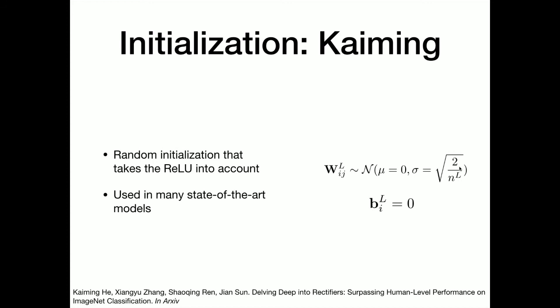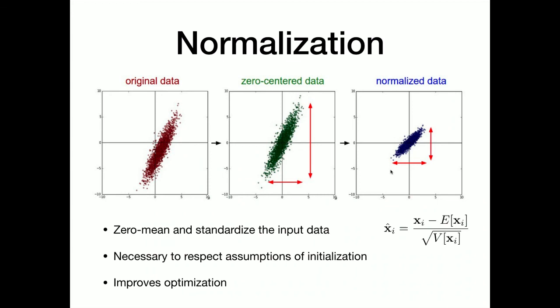Normalization was talked about earlier, but let me refresh your memory. Basically, you have your original data, which doesn't have unit variance and doesn't have zero mean. So you shift it, and then you resize it. This doesn't actually affect your data because these are not statistics that matter for your classification purposes. This is the formula that you use right here. And it turns out as well that it improves optimization.